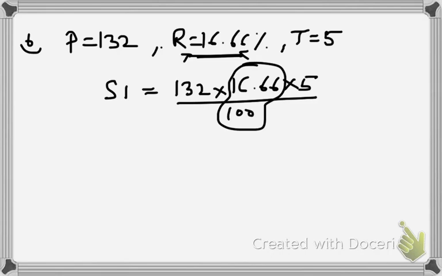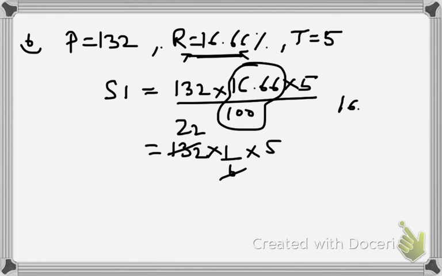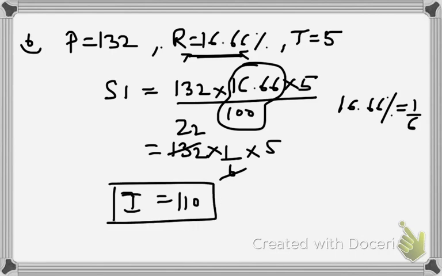Now this 16.66, you can replace it using your percentage chart with 1 by 6, and your equation will become this, and this is now easy to solve. Because we know that 16.66% in terms of fraction will be equal to 1 by 6, and using your percentage chart we can find out that the answer is 110. So interest calculated for this part is 110.